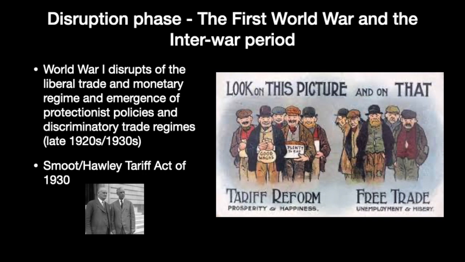One of probably the most notorious acts in this regard is the so-called Smoot-Hawley Tariff Act of 1930. And here you can see a picture of both Senator Hawley and Representative Smoot, as they were the authors of this Tariff Act. Now, what this Tariff Act did was it substantially increased the tariffs applied by the U.S. on imports from other countries. Now, the idea behind it, as you can see in this picture from the time, was that by increasing tariffs, this would actually make US citizens richer, whereas under free trade, they would be unemployed and in misery.